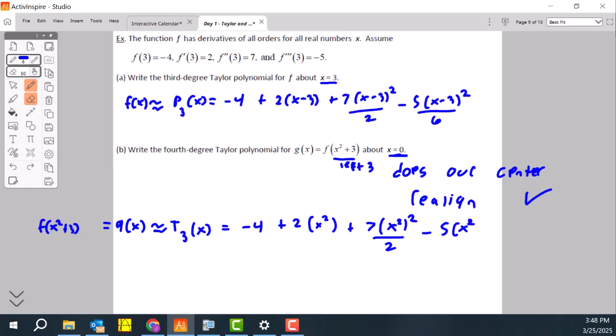Oops, squared. That should have been to the third earlier. Oh my gosh. Cubed over 6. Now, technically, this is not a good notation anymore. We're saying T3 of x, but this is not the third degree polynomial.